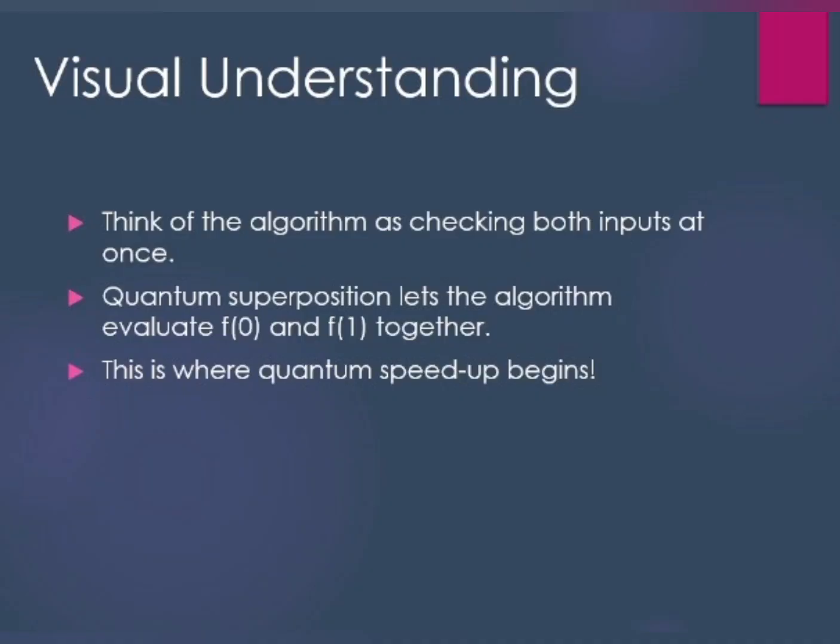The following problem shown on the screen has a circuit diagram where H means Hadamard gate. The given slide explains visual understanding. The main points can be termed as simultaneous input checking. The algorithm can process both inputs, f(0) and f(1), at the same time.